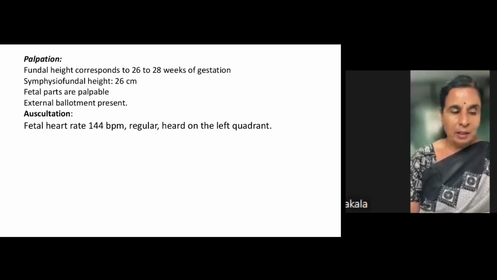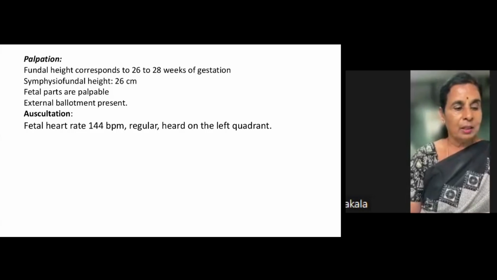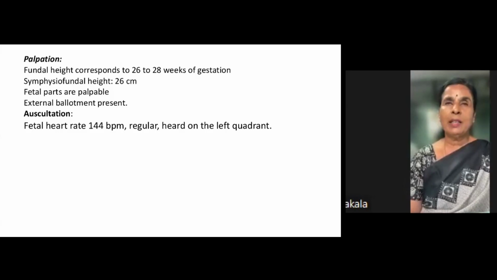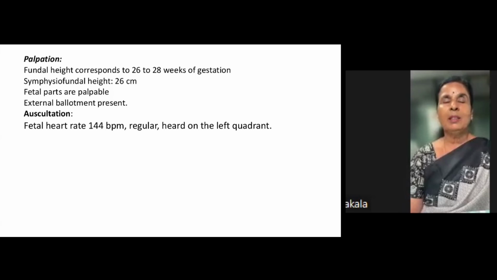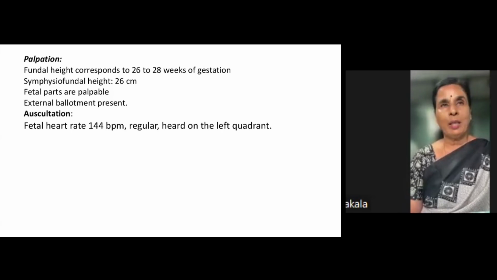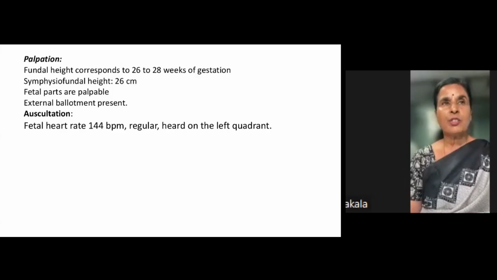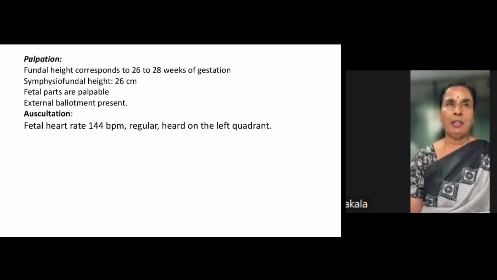Is there any other importance of measuring the symphysiofundal height? Anything else? We can calculate the estimated fetal weight using Johnson's formula. You calculate by Johnson's formula by measuring the symphysiofundal height minus 11 or 12, depending on whether the head is engaged or not, and you multiply by 155; it will give you the weight in grams.